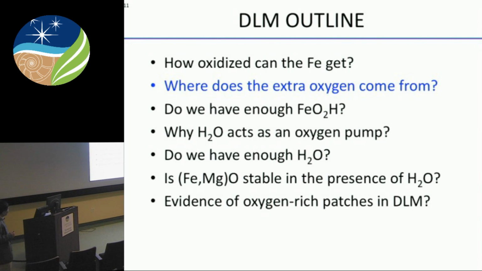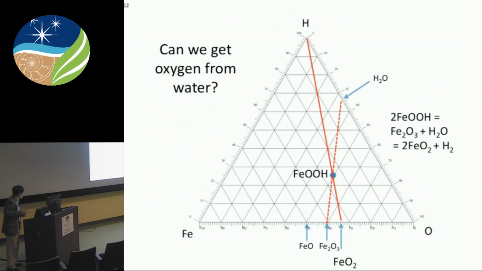So, in order to get this published, we say, well, can we get some oxygen in Earth's interior environment? Where can the extra oxygen come from? We just took a jump and said, well, if we have water go down there, water plus Fe2O3 is equivalent to the formula of goethite. If you decompose goethite, it becomes Fe2O3 plus water. But is it possible that at high enough pressure and temperature, it becomes FeO2 plus hydrogen?